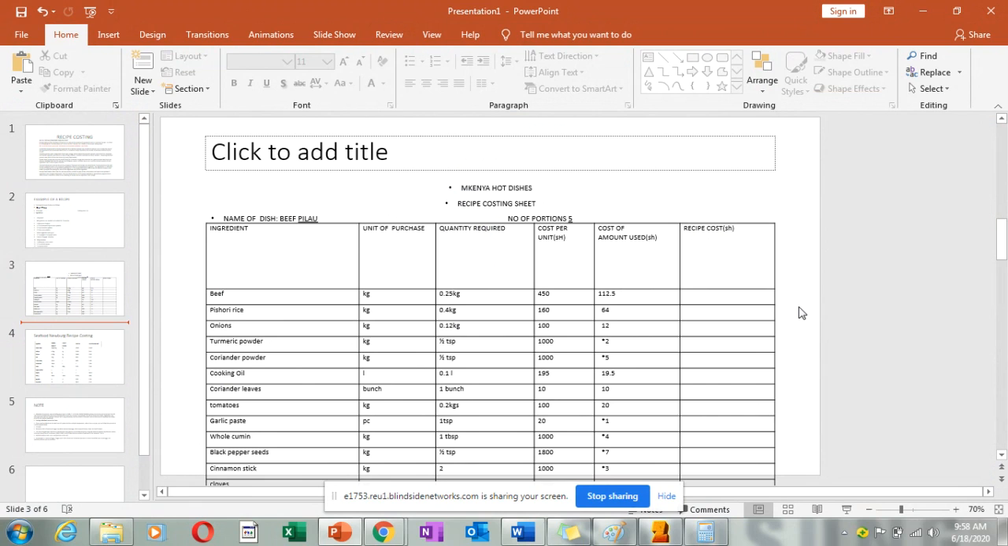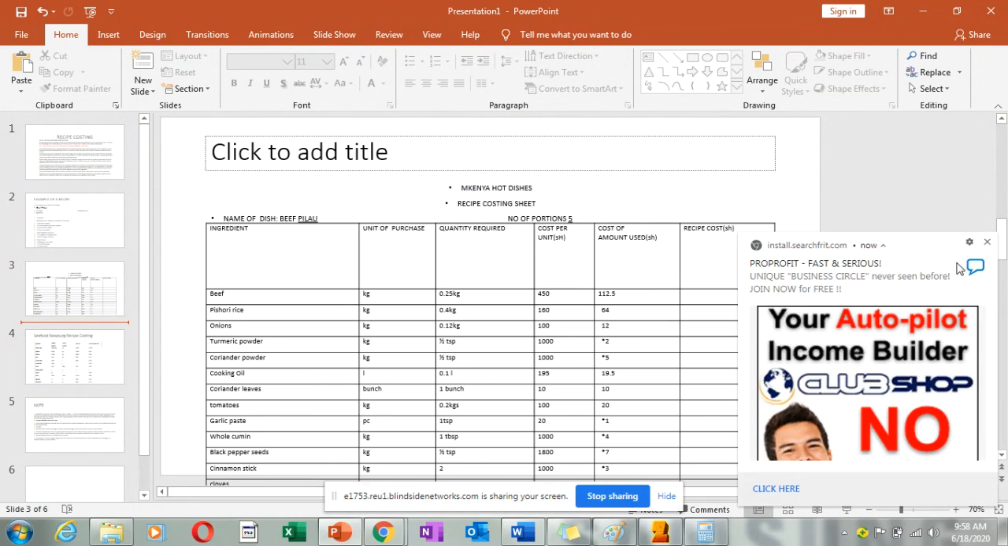Okay, yeah. Coriander leaves is given in bunch, isn't it? For unit of purchase. And for quantity required, it is also given in bunch, yes? So the cost per unit given here is for one bunch, not for a kilogram. Oh, okay.